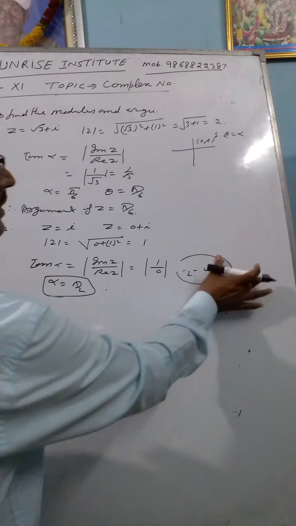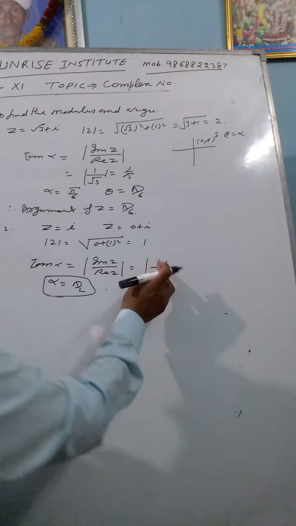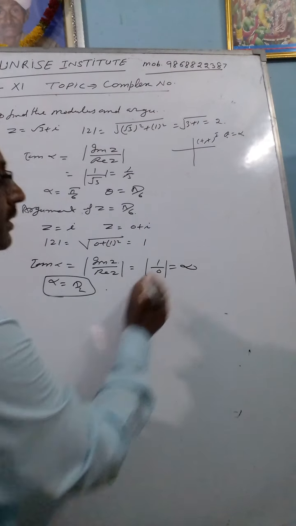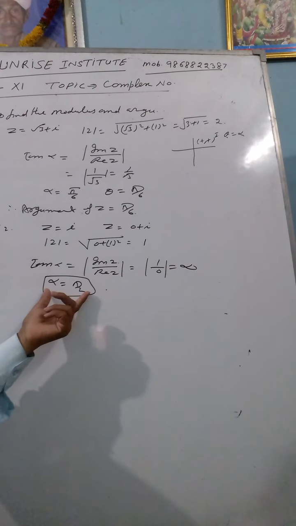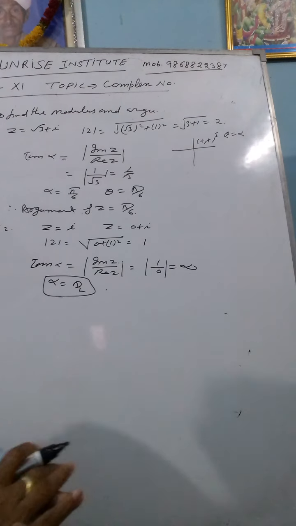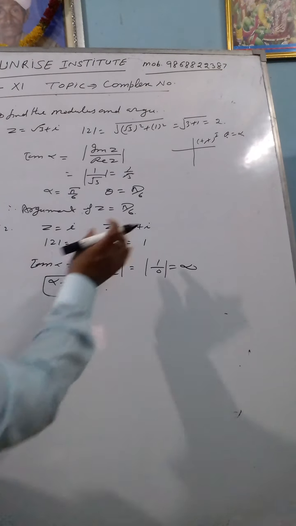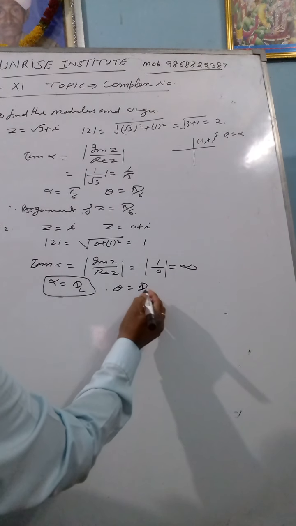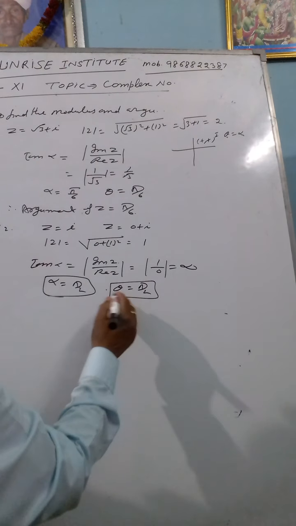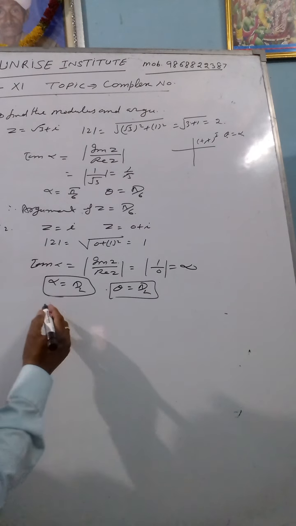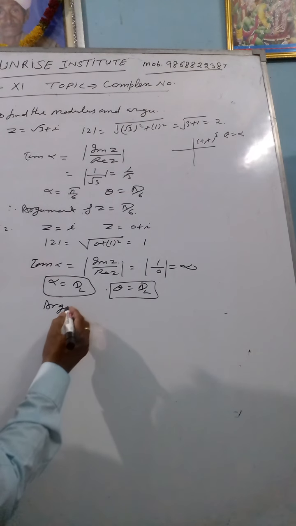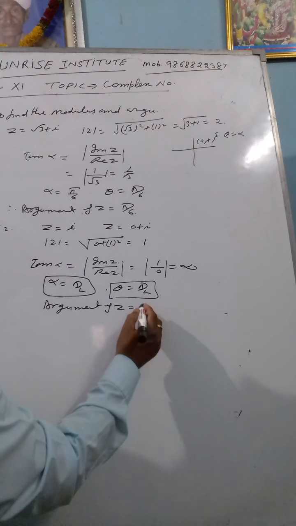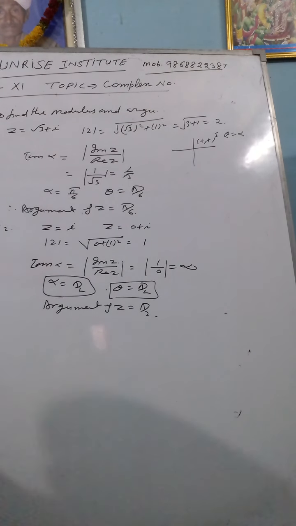So students, 1 upon 0, that is infinity, we write down infinity. Okay students, then alpha equal to pi by 2. Okay students, both are positive, first quadrant, then theta equal to pi by 2. Okay students, that is your answer. Therefore argument of z equal to pi by 2, that is your answer.